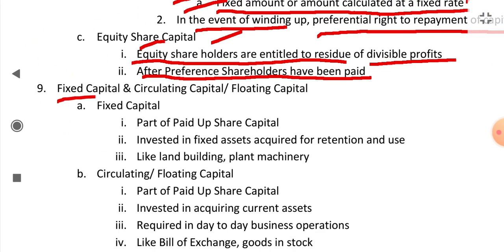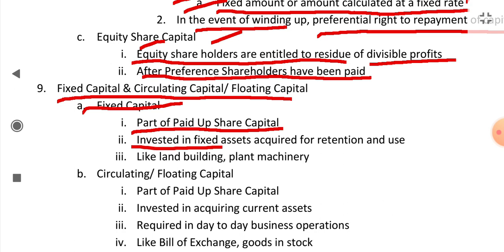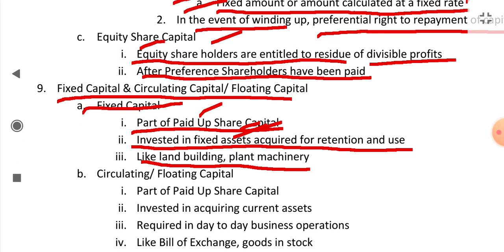What is fixed capital and circulating capital or floating capital? Fixed capital is that part of paid up share capital invested in fixed assets acquired for retention and use, like land, building, plant, machinery. That part of paid up capital for which the payment has been done, which is invested in fixed assets. These assets are acquired for retention and use. What are these assets? Land, building, plant, machinery, these are fixed assets, and the capital invested in them is fixed capital.